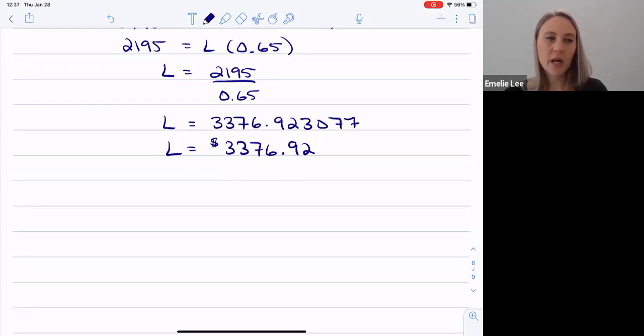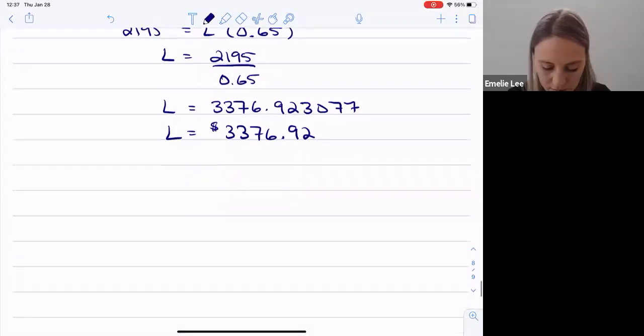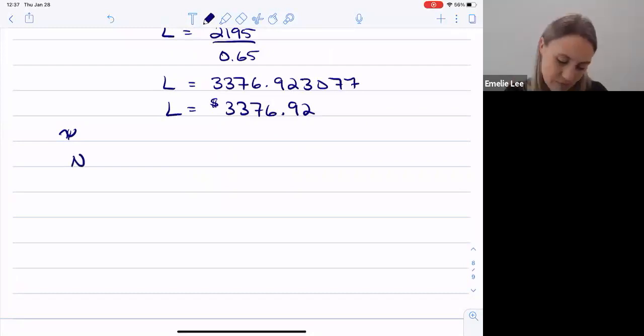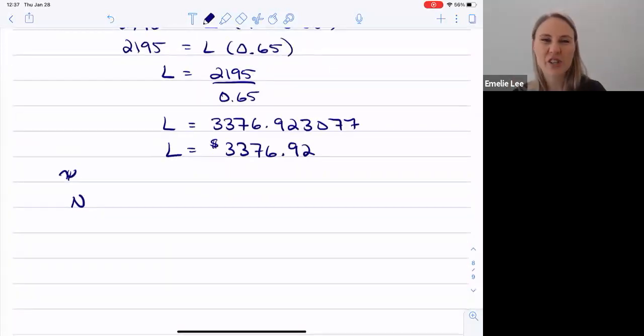So let's see here. That's kind of the end of that example, right? And I guess I should write a little blurb. I'm not going to, but technically we should. But as long as we're able to get that number, then I'm happy.